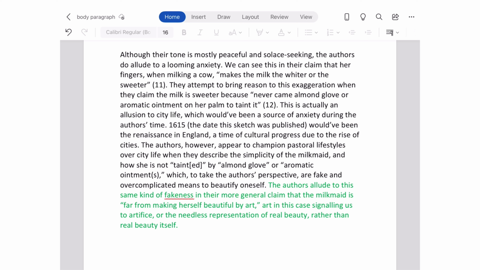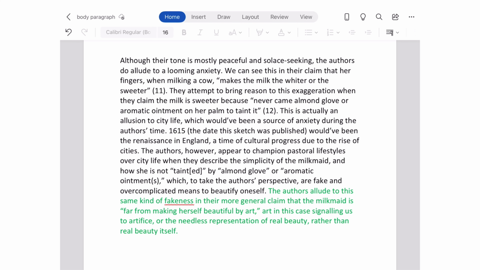So here, far from making yourself beautiful by art, we looked at our notes from before and we know, oh yeah, we sort of already defined this. We've done the work there already. Art in this case signals us to artifice or the needless representation of real beauty rather than real beauty itself. Preferably, I would actually italicize representation to show emphasis there. Since this will likely be handwritten when you're doing it, you can instead underline it so that the graders can get the emphasis that you're going for.